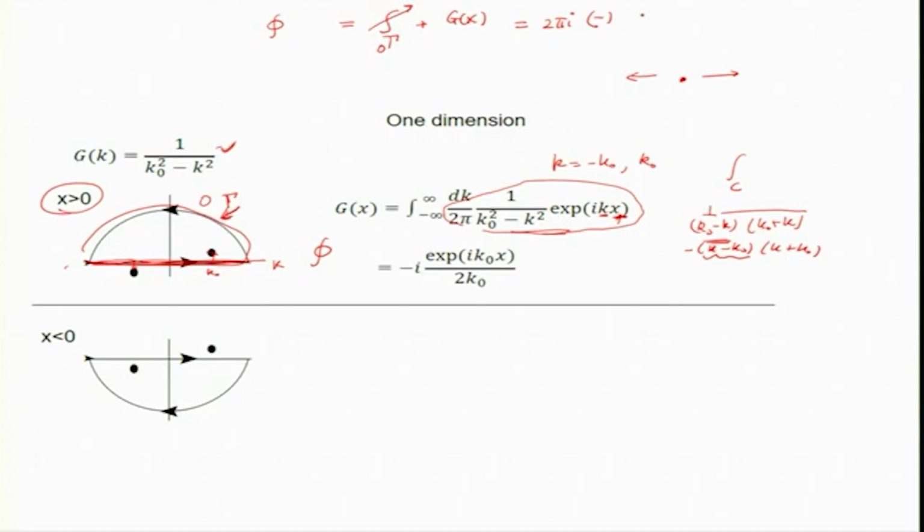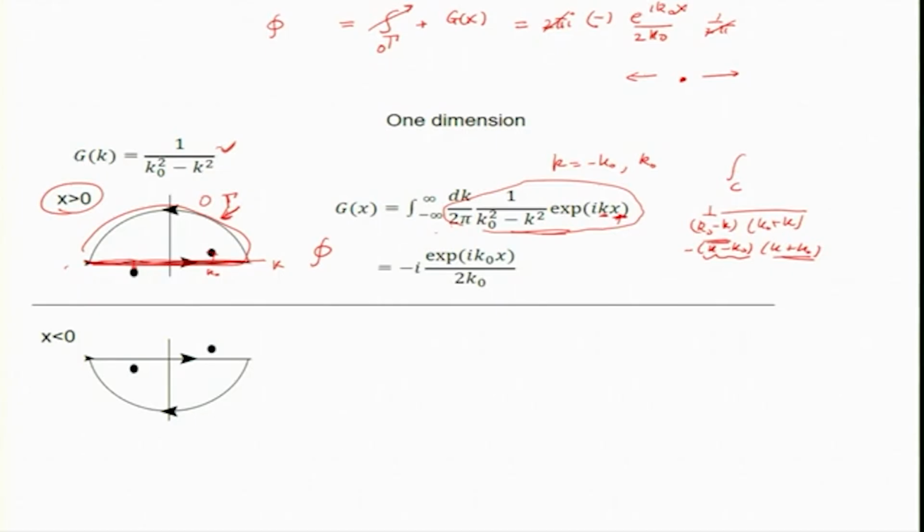So, what will I get? E to the power i k naught x. So, k is replaced by k naught, and here also k is replaced by k naught, divided by 2 k naught, okay, and there is 1 by 2 pi sitting there, and this 2 pi is also sitting there. So, this 2 pi cancels and I get minus i exponential i k naught x by 2 k naught. Okay. So, that is my Green's function.